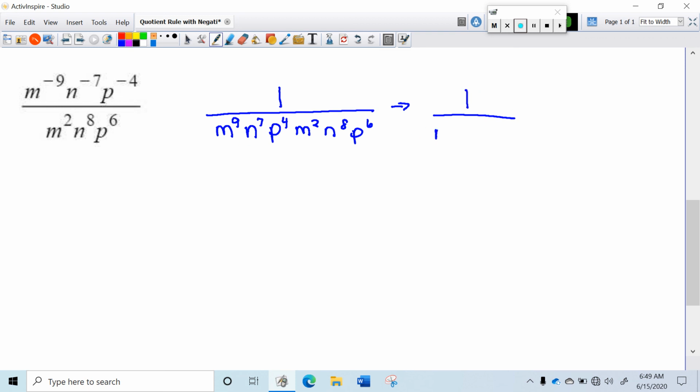For my m's, I have 9 here, 2 here, that's a total of 11. For my n's, 7 and 8 is 15. And for the p's, 4 and 6 is 10. So that's the answer.